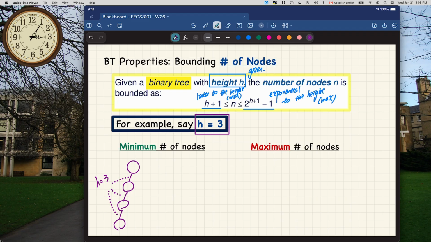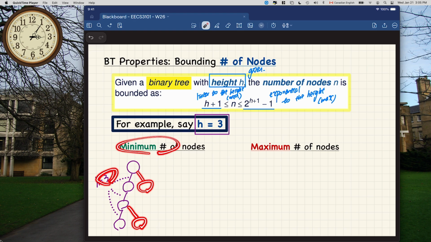Because, for example, if I want to add one more node, I could. If I simply add one node right here, the height still remains 3. If I add another node here, the height also remains 3. But it's not the minimum number of nodes anymore. So the minimum will be just a completely slanted tree like this. Right? That's a minimum case.